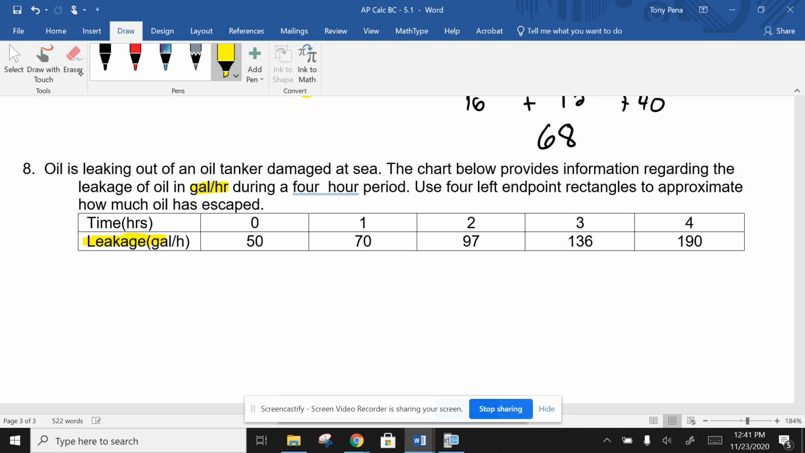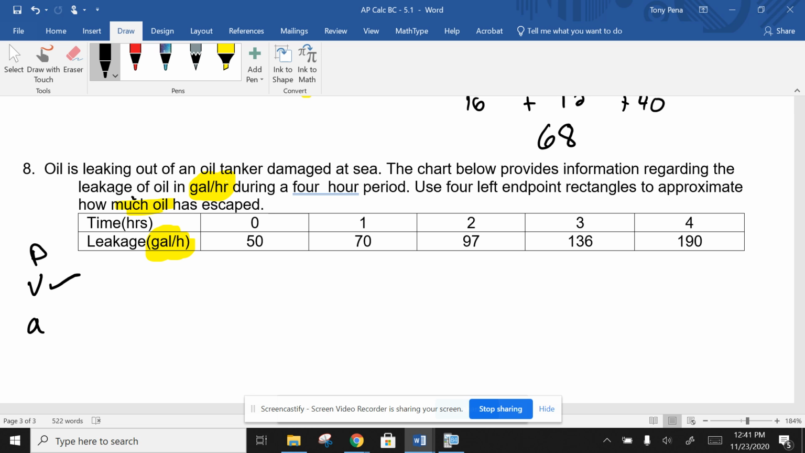So now look at this unit here. Let me not even do the leakage word. Gallons per hour during a 4-hour period. Then it says using 4 left endpoints, approximate how much oil has escaped. So now let's go back to something we've talked about in the past. If you look at the unit that I gave you, gallons per hour, and we talk about what does that give us, a position unit, a velocity unit, or an acceleration unit, hopefully we would all understand that gallons per hour is a velocity unit, position over time or amount over time.